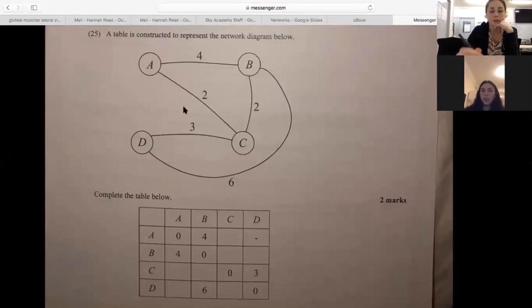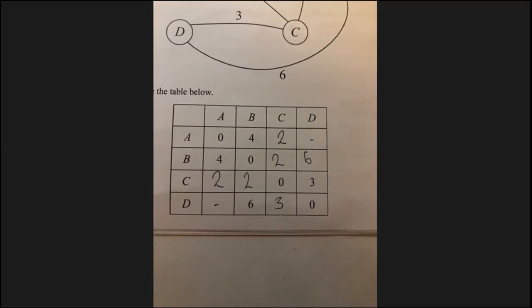I did it. Do you want to do it, or do you want to just check mine? Or I can just check yours. Okay, let me see. Here we go. Wait, let me take a photo of that because I can't see the other thing.